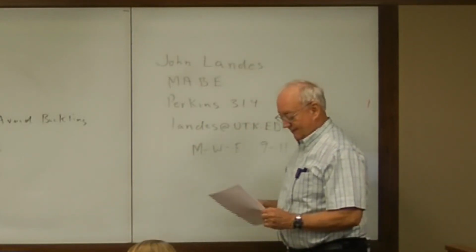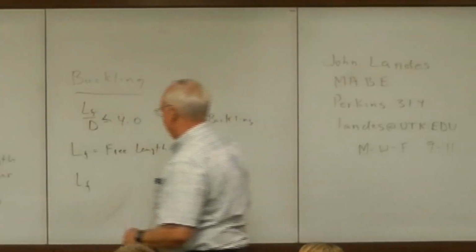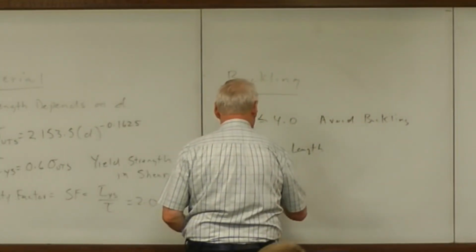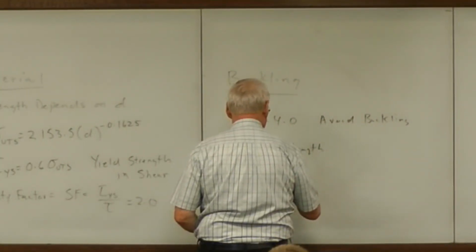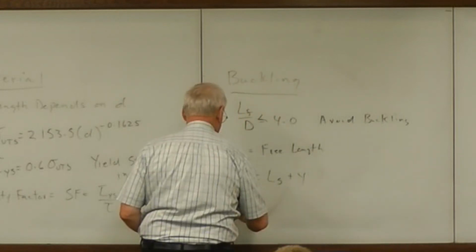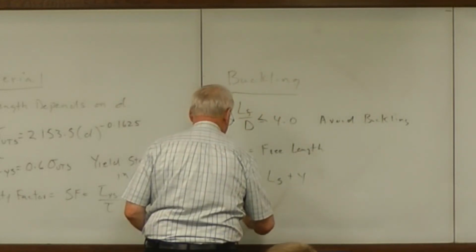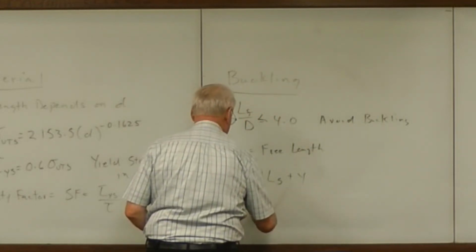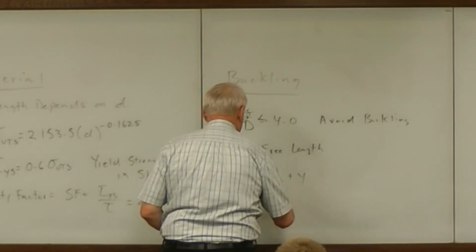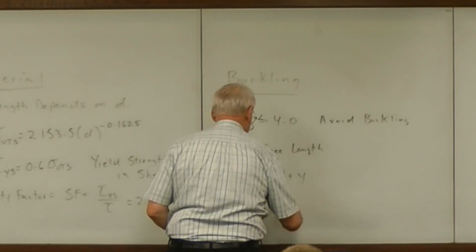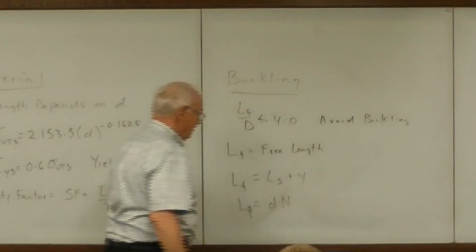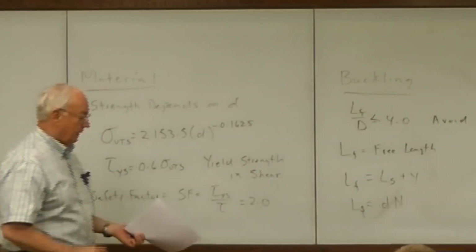The free length is this: the shut length plus the deflection. And the shut length is the wire diameter times the total number of coils. So I think those are most of the equations.